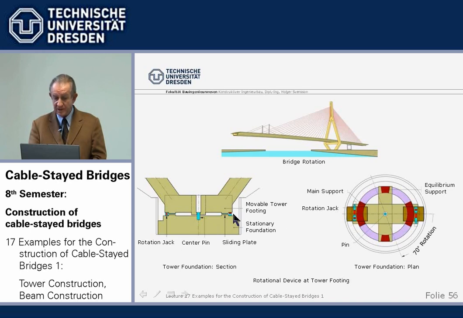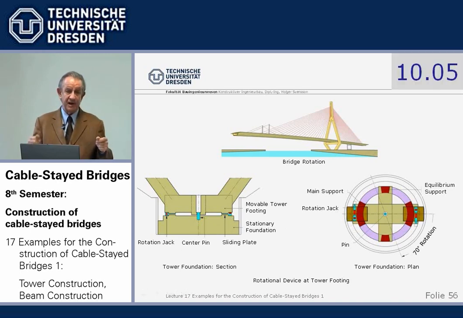and we have sliding elements here and horizontal jacks which push it. Now, the sliding partners are normally Teflon, PTFE, polytetrafluoroethylene, and on the other hand, polished steel. That's what was found by Leonhard many, many years ago. It has about 4% friction. It's the same Teflon which is in your frying pan. It has the least friction factor with polished steel there is.